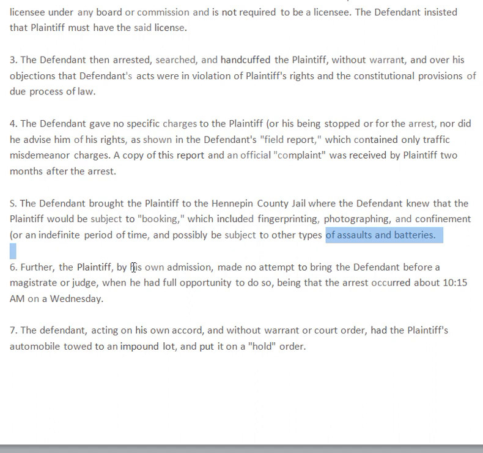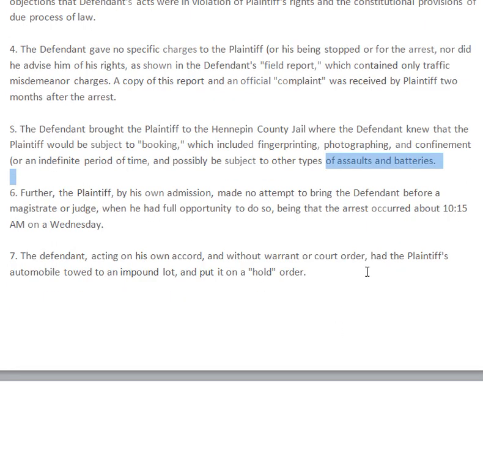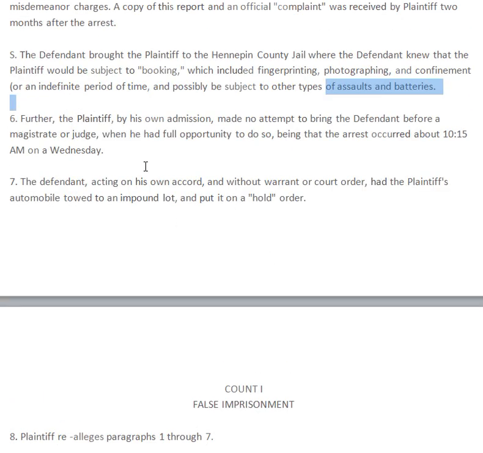Then here's what's funny: the plaintiff, by his own admission, made no attempt to bring the defendant before a magistrate or judge when he had full opportunity to do so, the arrest having occurred about 10:15 a.m. on a Wednesday. So the judge was available, so why didn't they take him to see the judge? A lot of y'all don't even know that. The defendant acted on his own accord without warrant or court order. See, right there. Had the plaintiff's automobile towed and impounded. So these are more things. They stole his property and they stole him.